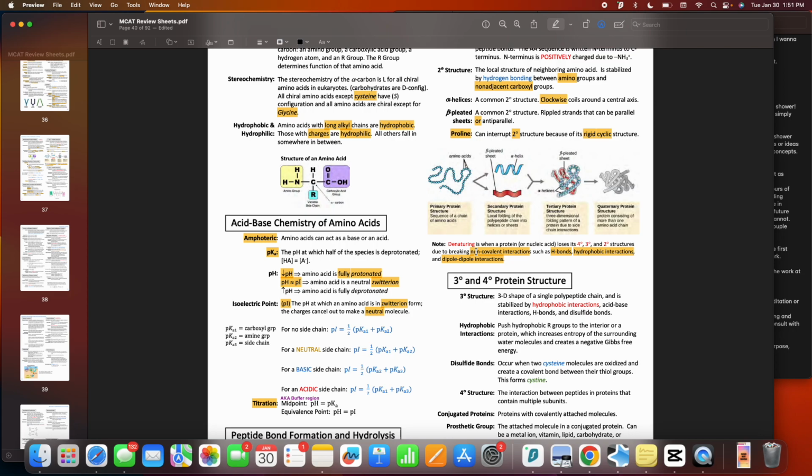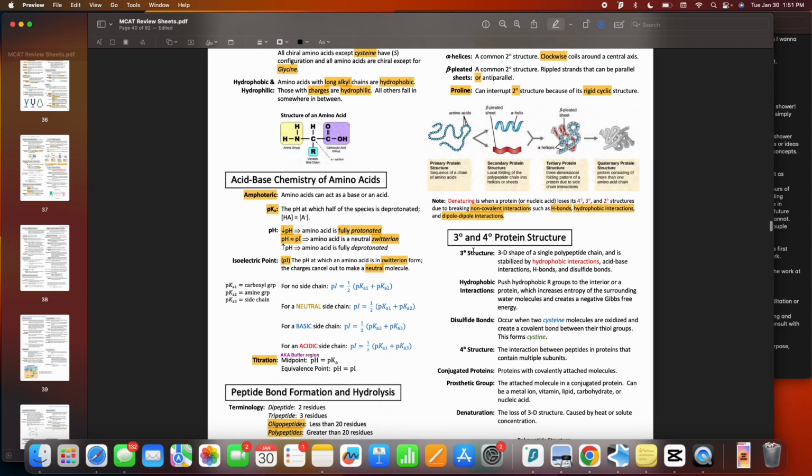So any covalent interaction is not accepted, and it's not part of denaturing of the quaternary, tertiary, or secondary. For the secondary, we need to know that hydrogen bond is primarily dominant in those secondary structures. Now the tertiary structure, it's a 3D shape of a single polypeptide chain, and it is stabilized by hydrophobic interactions, acid-base interactions, specifically H bond, hydrogen bond still, and disulfide bonds.